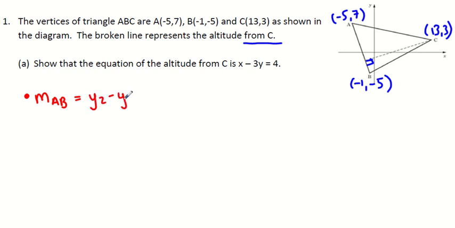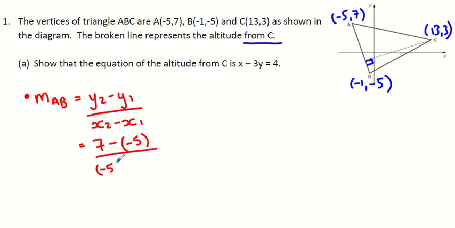Your gradient formula is y2 take away y1 over x2 take away x1. So look at your coordinates carefully. 7 subtract -5, and -5 subtract -1. 7 plus 5 becomes 12. -5 plus 1 becomes -4. So our gradient of AB is -3.